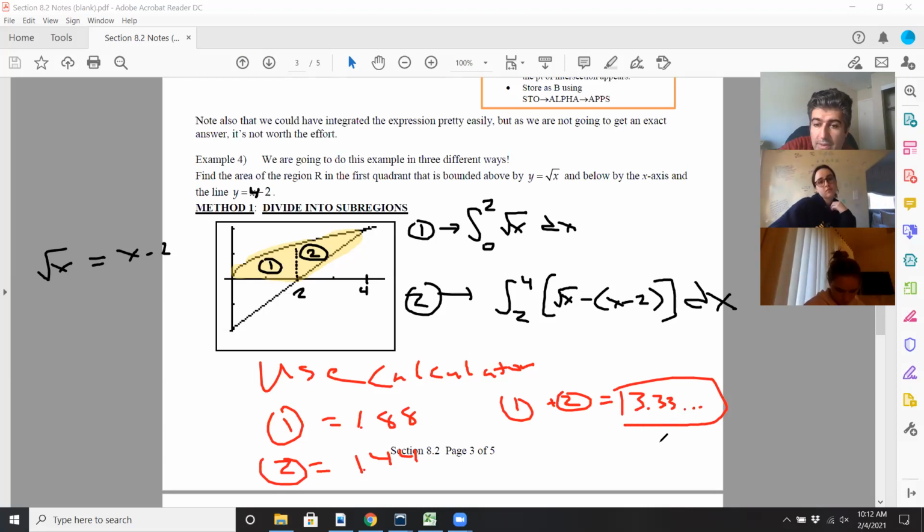It's actually 10/3, the exact answer. There's an exact answer you could get. Remember, when the calculator does the integration, it's actually getting you an approximation. Okay, so that's one way you could do it. Just partition it, integrate each of them separately, punch in the calculator, add the 2 areas. So that's pretty straightforward. You do it that way if you like.